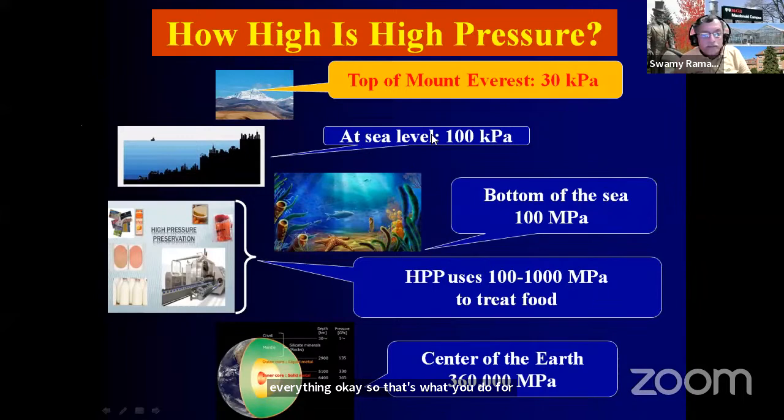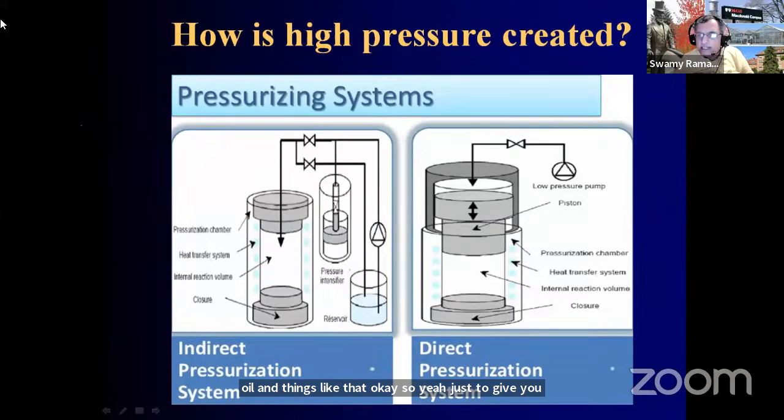So how is the high pressure created? That's another question. There are two ways of creating it. One is called the indirect way. The other one is called the direct injection system. In the indirect way, you put the product in here and then you shrink the volume. That means you move a piston into the chamber to shrink the volume.